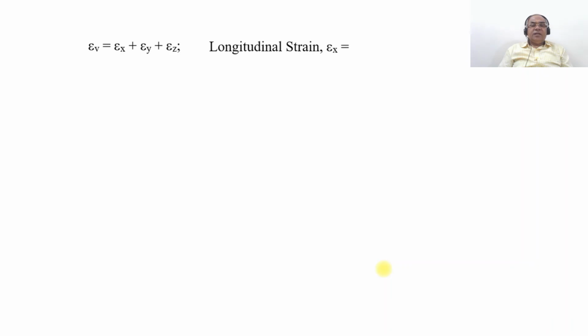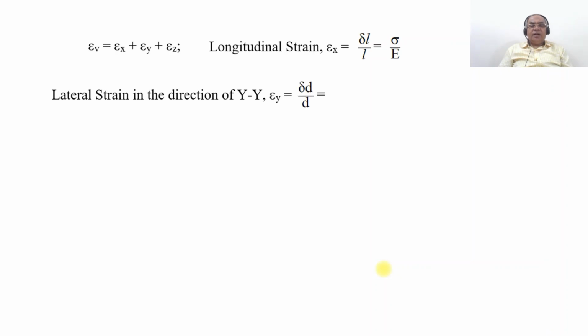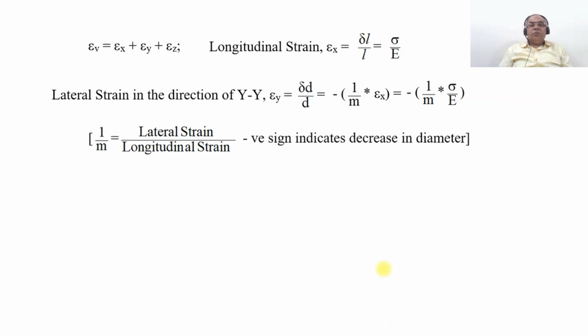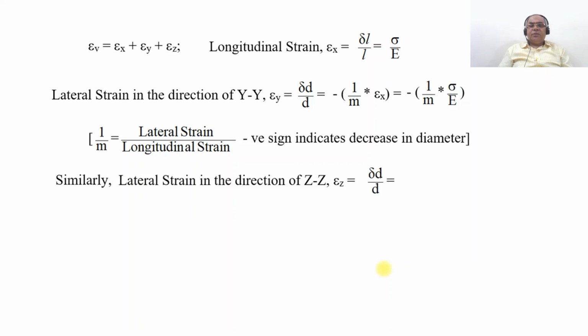So longitudinal strain epsilon x will be equal to delta L by L, which is sigma by E. Lateral strain in the direction of y, epsilon y, will be equal to delta D by D, which is minus 1 by m into epsilon x, that is equal to minus 1 by m into sigma by E. So 1 by m is the lateral strain by the longitudinal strain, which is the Poisson's ratio. The negative sign indicates that it is the decrease in diameter. Similarly, lateral strain in the direction of Z, which is epsilon z, will be equal to delta D by D, which is minus 1 by m into epsilon x, minus 1 by m into sigma by E.